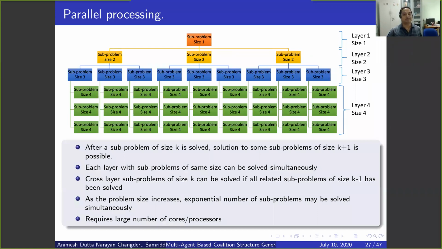But the problem is, as an exponential number of sub problems may be resolved simultaneously, you need a high computation device, a high computation machine, because you want to go for parallel processing. And as you are going for parallel processing, you need a parallel architecture. Otherwise, the hardware architecture will be the bottleneck for your computation.